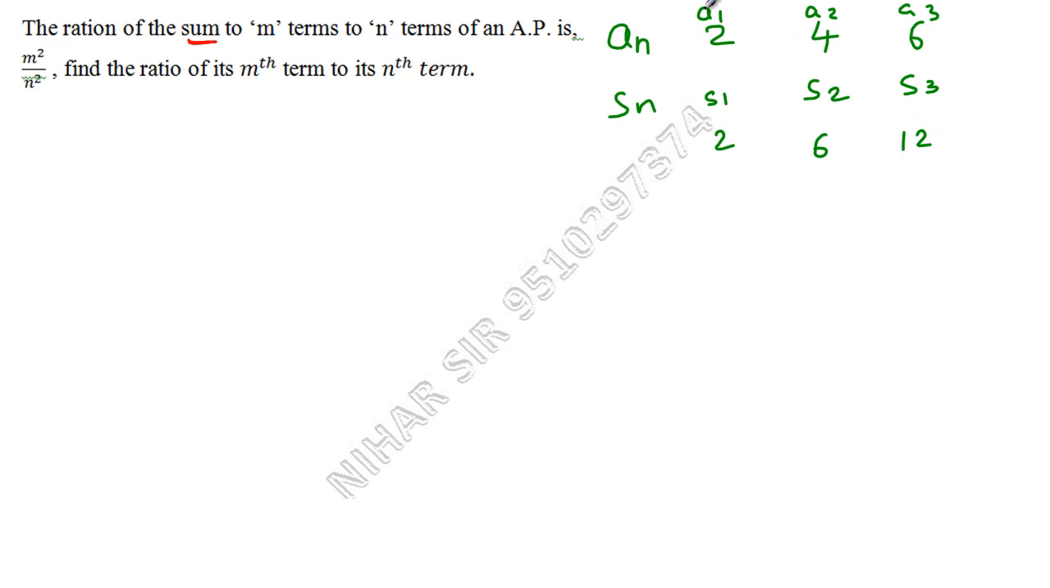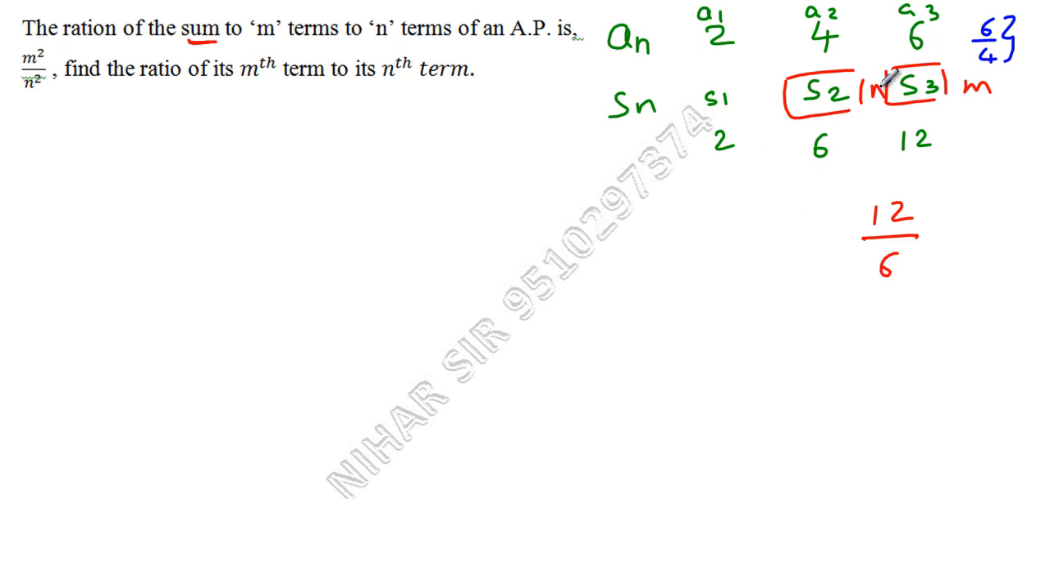Now we have been given the ratio of sums. Let me explain. Let us say this is m and this is n. So we have been given the ratio of these two values, like 12 over 6, and we need to find the ratio of these two terms, that is 6 over 4. So this is basically the question. We need to find this thing and this is what we have been given.